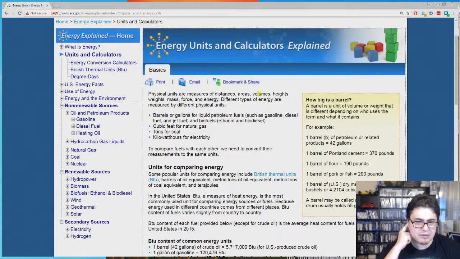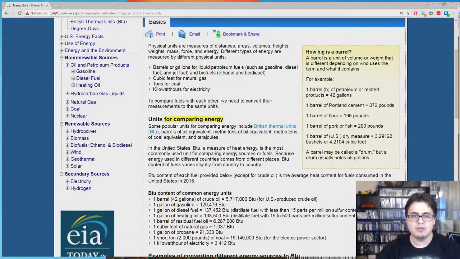So here we're talking about comparing units or comparing energy, right? It's really hard to compare a gallon of gas to a ton of coal, right? So what we need to do is have some type of intermediate unit that can measure all the different levels of the tons of coal, the cubic feet of gas, right? And this is called the British thermal unit, a BTU.